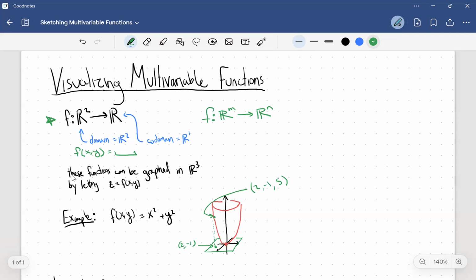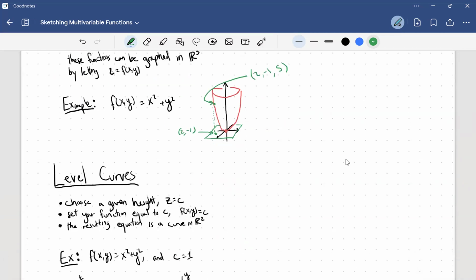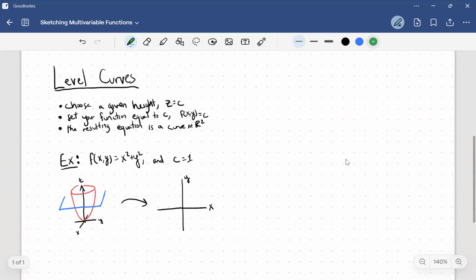Now, we can use technology to graph multivariable functions relatively cheaply these days, but it is really worthwhile to remember different strategies for visualizing these functions, especially if we don't have immediate access to technology. And the best way to do this, our most standard way, is to create a contour plot out of what are called level curves.